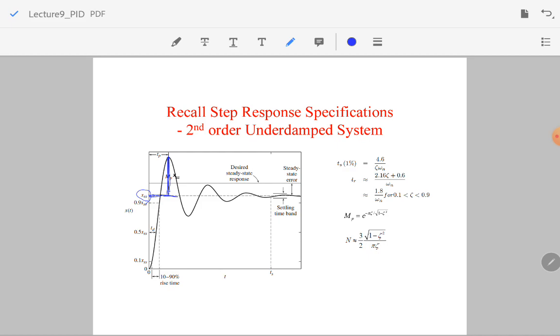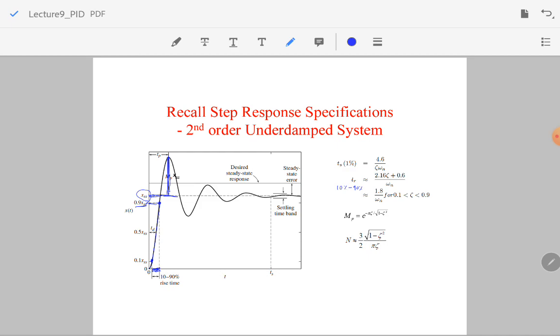And rise time, the 10 to 90% rise time, is how long it takes for the response to go from 10% of the steady state value to 90% of the steady state value, for the first time. So this is called the rise time right there. And settling time.